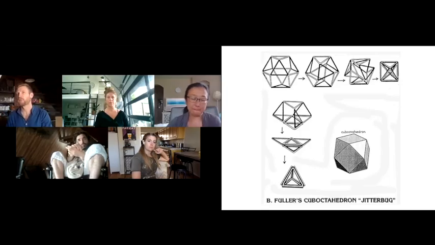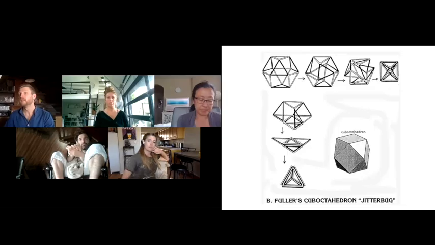Would it be accurate at all to say a vector would be like an input of energy or movement? Yeah. Energy, maybe? Yeah, absolutely. The vector is a measurement of direction and magnitude of energy.